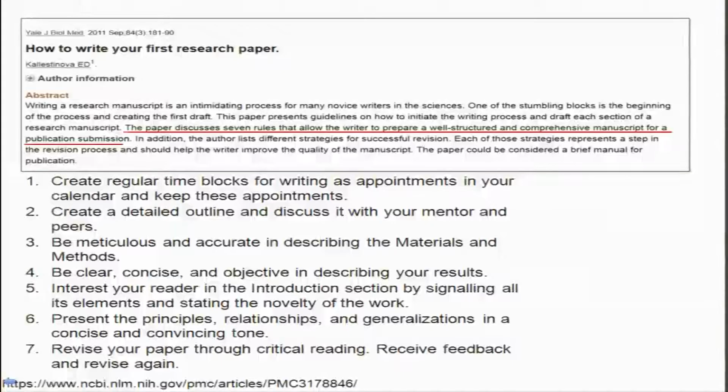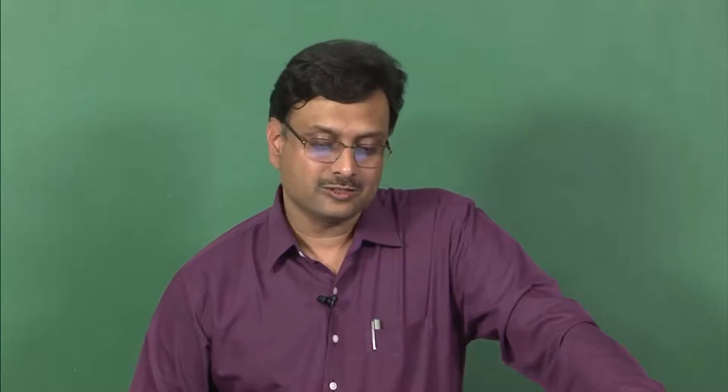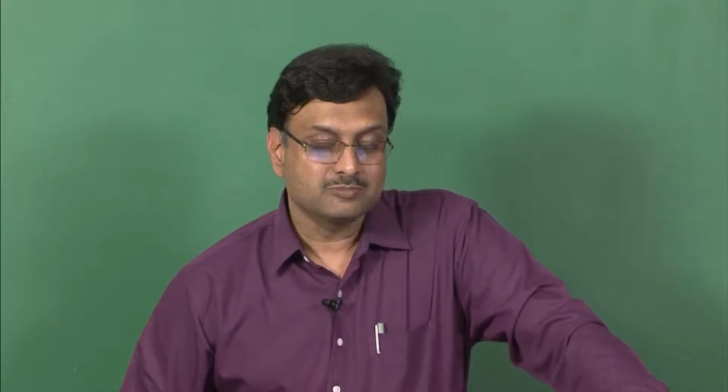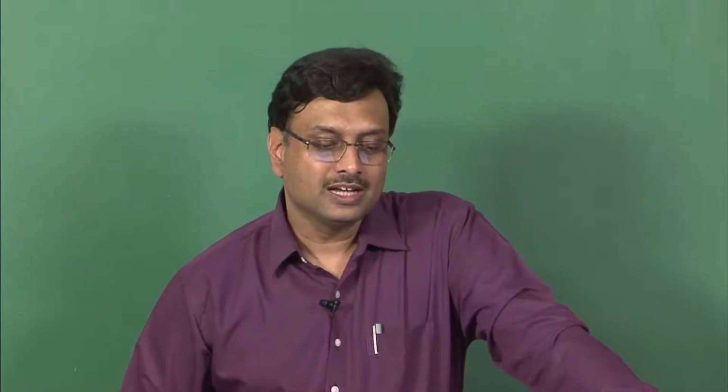Finally, the seventh rule: revise your paper through a thorough critical reading. You read, go through many times, right? And receive feedback and revise again. Show it to your friends, your peers, discuss with them and get feedback, and then revise again. Therefore, it gets better. So remember, it's not that one version is good enough. People write 20 times, 50 times. They revise many times. Therefore, the paper gets better. So these are the seven rules said in this paper. Most of us follow these rules and it really helps.